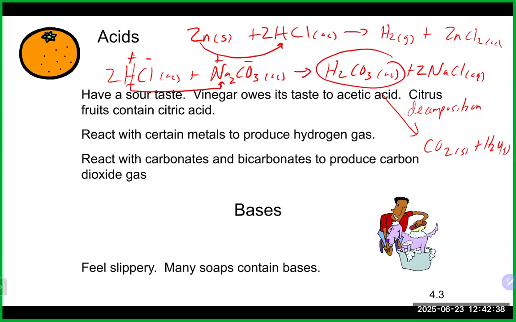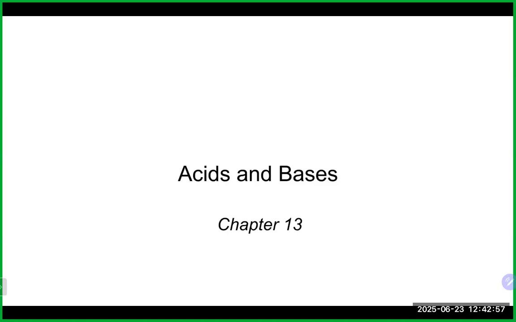Bases, on the other hand, they feel very slippery. Many soaps are bases, things like drain cleaner, those are all bases. A lot of our strong bases come from group 1 or 2 on the periodic table. Also a reminder just to make sure everybody's on the same page, especially with nomenclature when we talk about acids and naming. Right, acids, the cation for all acids is H plus. It is the positive part of it.